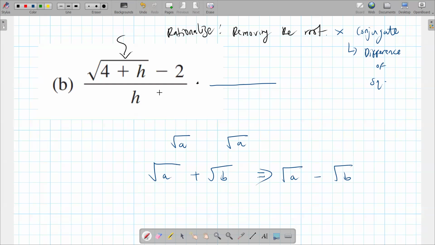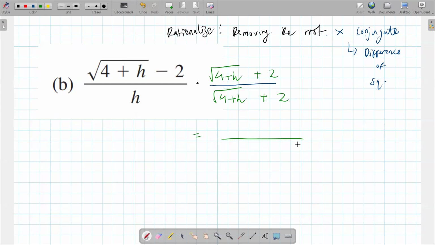So what would be the conjugate of this expression? It'll be something like this, right? Is this hard? No. It's just the thing with the minus sign. Then what do we get in the numerator? It'll become a difference of squares expression. So you have (a - b)(a + b). We know that'll be a squared minus b squared. So a is root of 4 plus h. That means a squared would be just 4 plus h. The root cancels out with the squared. Minus, what's b squared? 4. And then you have this term in the denominator.